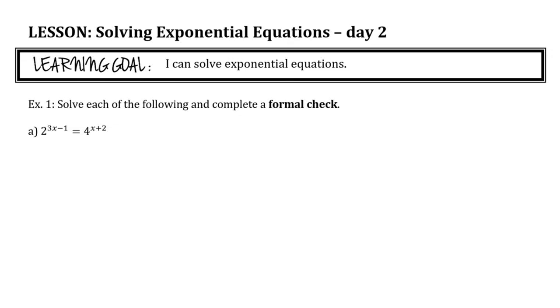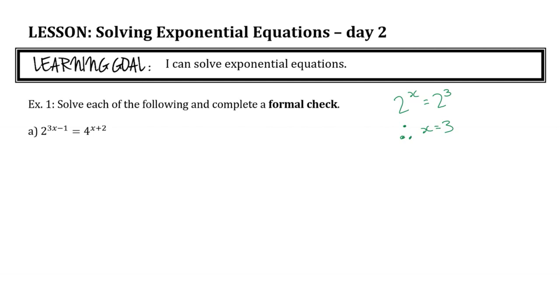All right, day two, solving exponential equations. Yesterday, we looked at that really important concept. In fact, I'm going to talk about it off to the side over here. If I have something like 2 to the x equals 2 to the 3, then we can draw this conclusion that the exponents must be equal. If the bases are equal, the exponents must be equal, therefore x equals 3. And that's how we solve exponential equations.